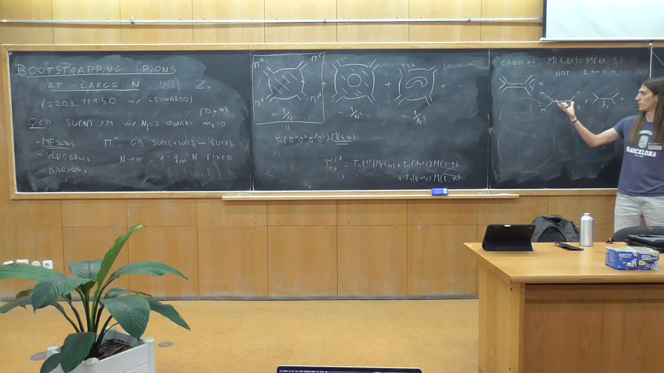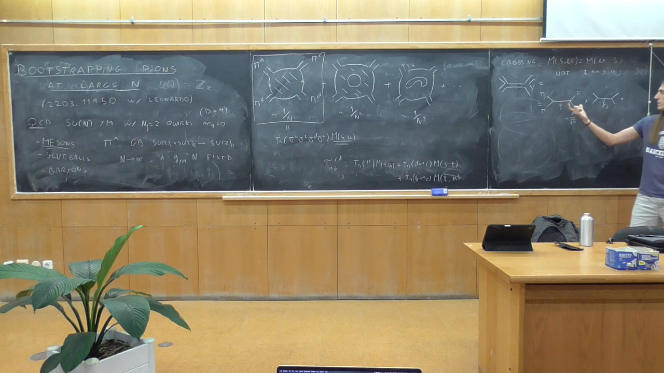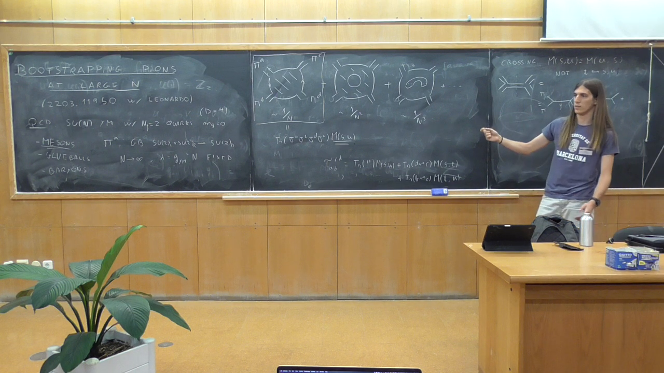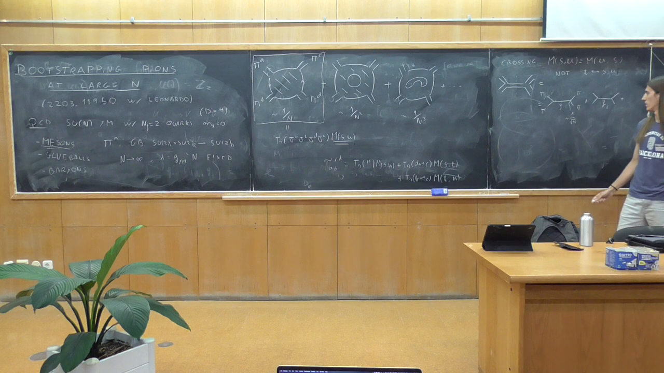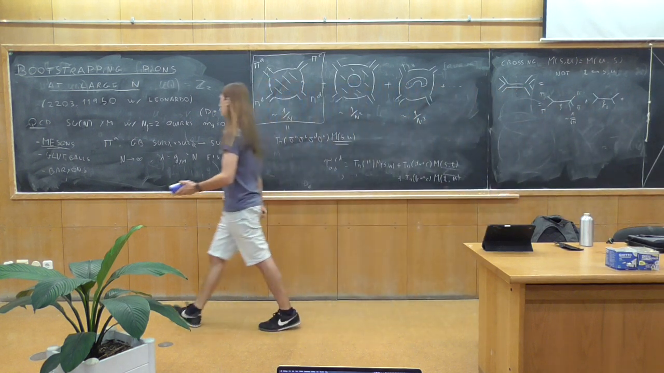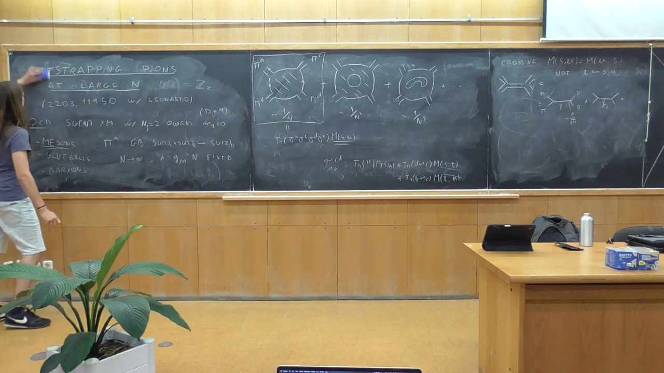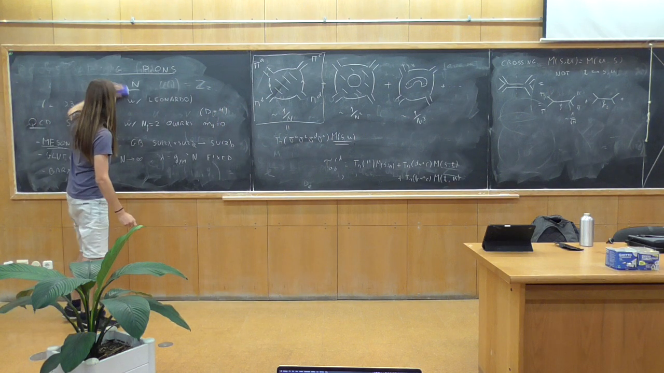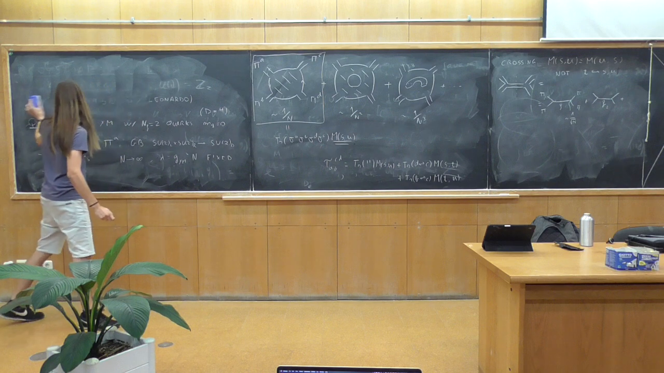So usually people complain about loops and logs and so on, but here they are further suppressed by 1 over N. They are finite N corrections to this story. Yeah. So the analytic structure of this amplitude is very simple. It just has a bunch of poles on the s-axis.